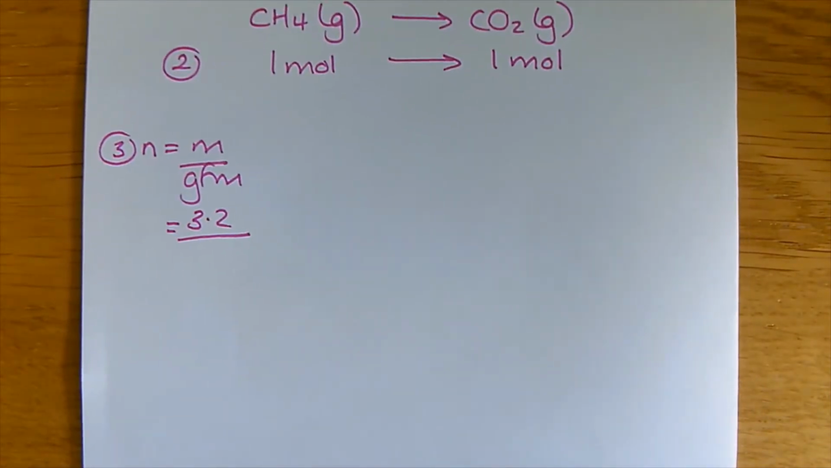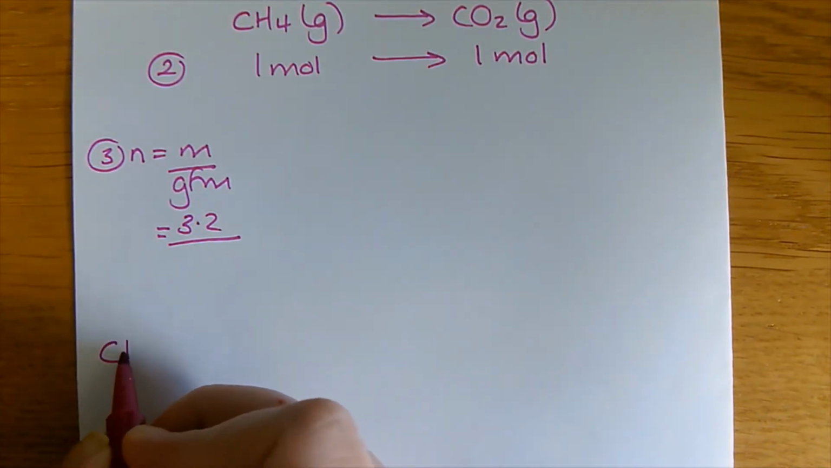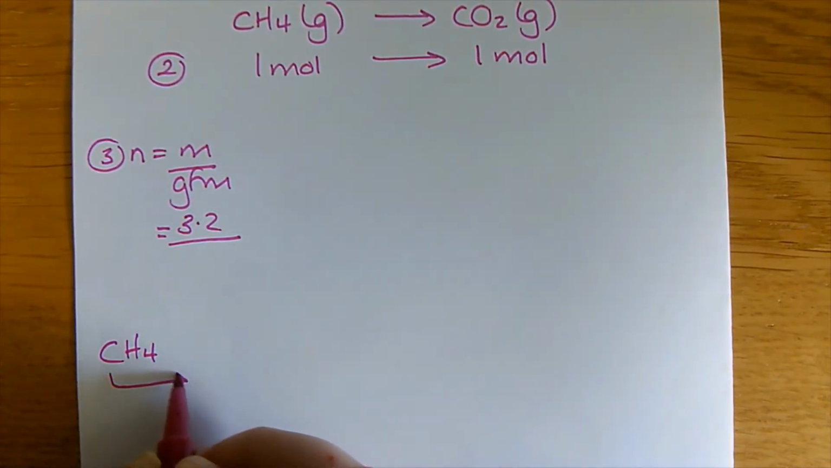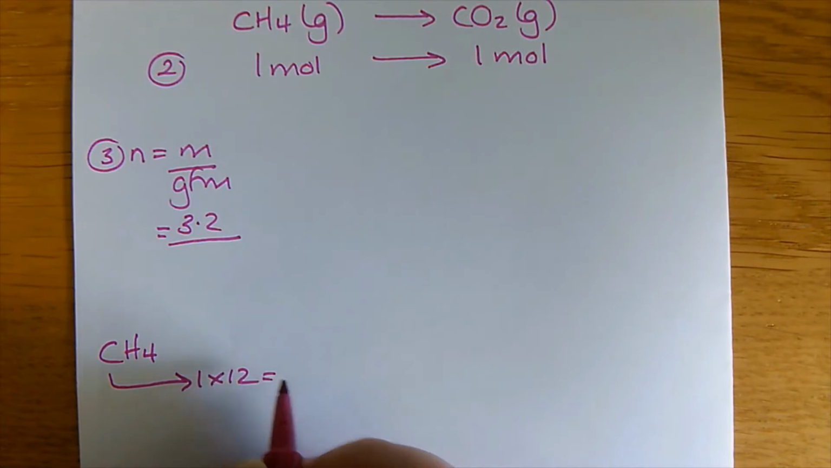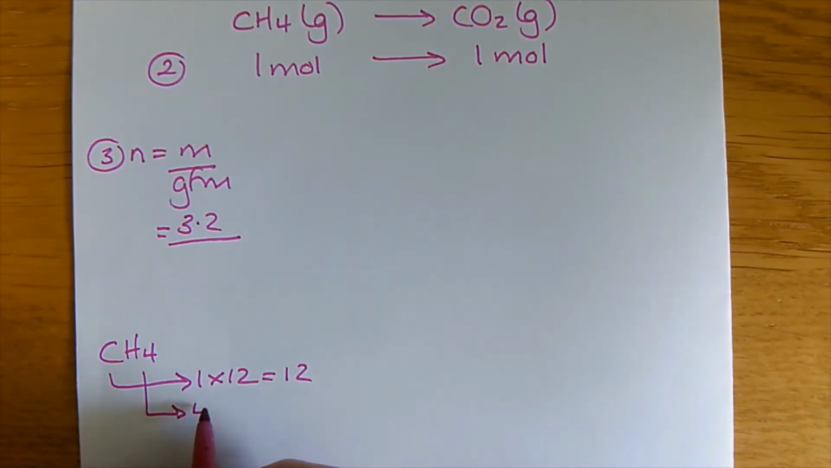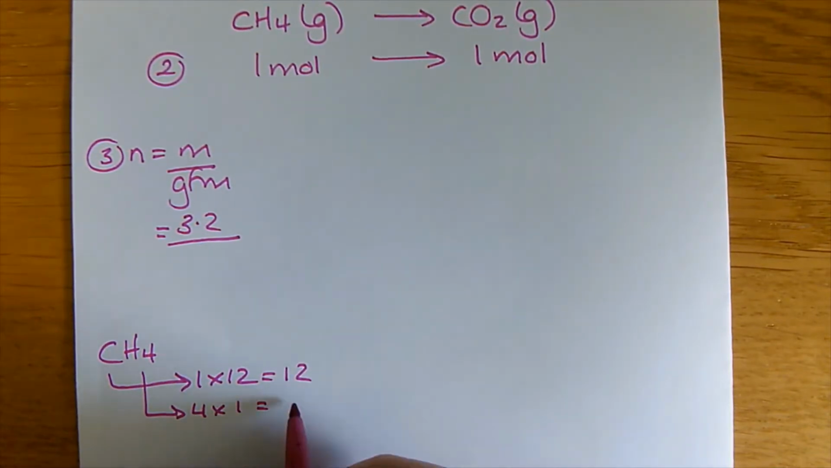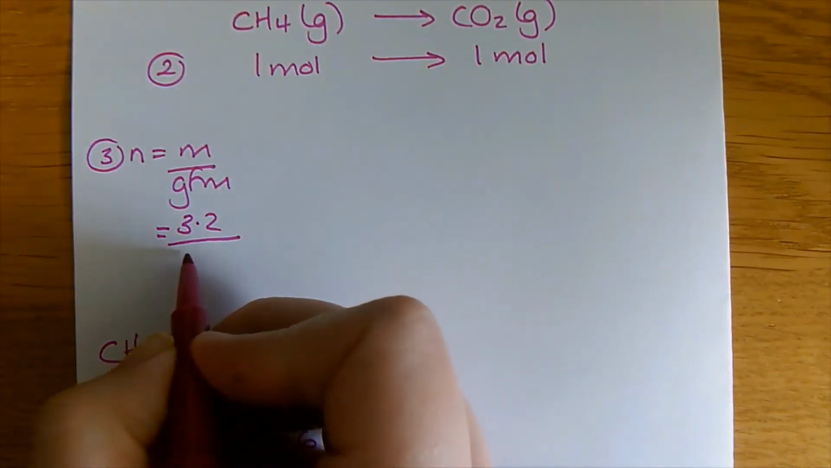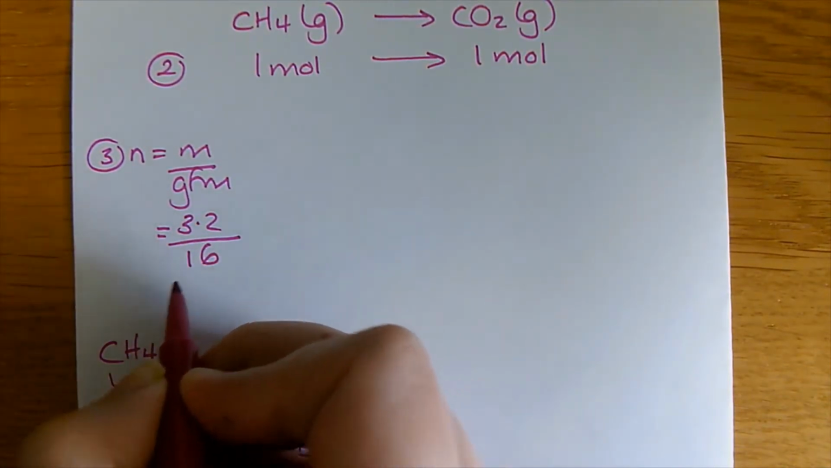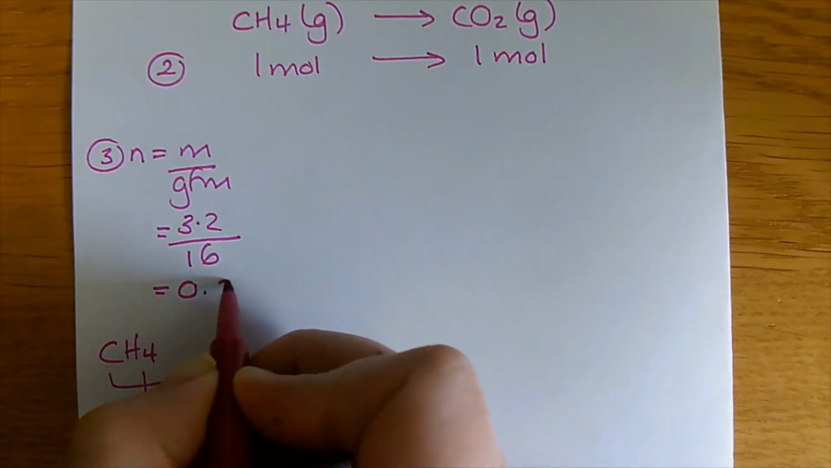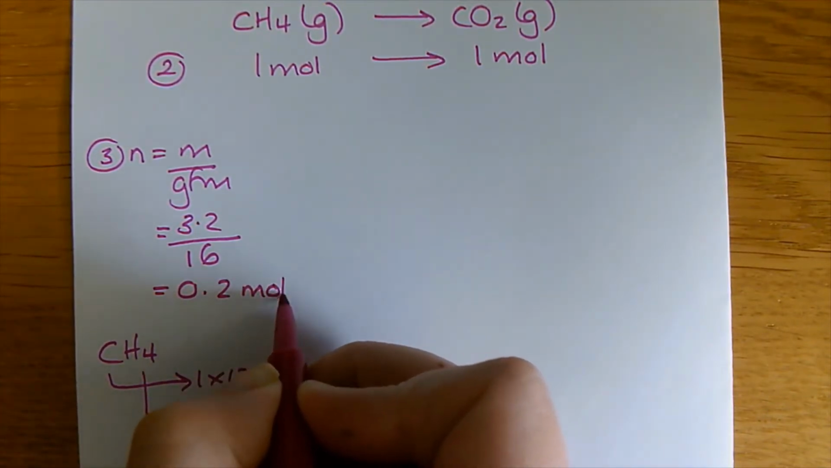And the gram formula mass we can calculate ourselves. We have 1 carbon, 1 times 12, and we have 4 hydrogens, which is 4 times 1. We then bring that number up, so we've got 3.2 divided by 16, and that will give you 0.2 mole.